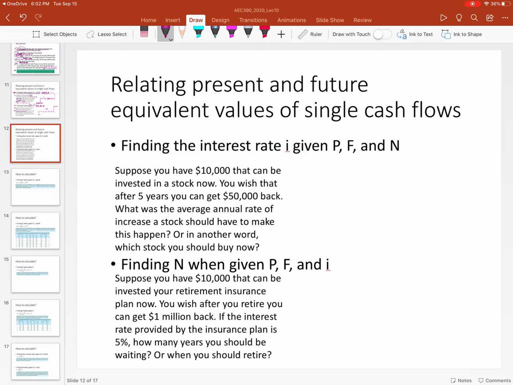Okay, so here we have another 2 scenarios. The first one is to find the interest rate I given P, F, and N.